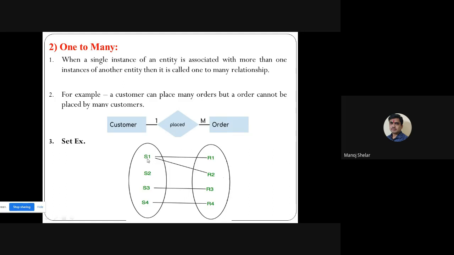So here S1 to R1, and S1 to R2 is a one-to-many relationship. Then S3 to R3, one-to-one relationship. S4 to R4, one-to-one relationship. So S1 entity to R1 entity or S1 to R2 entities is a one-to-many relationship. This is a simple example of the one-to-many relationship.